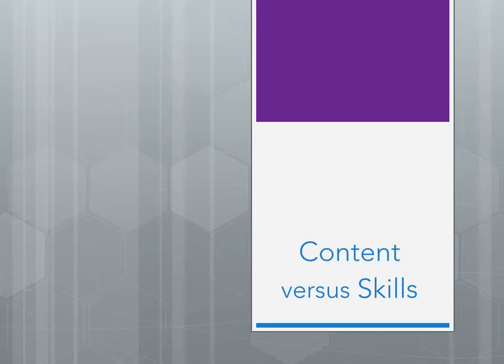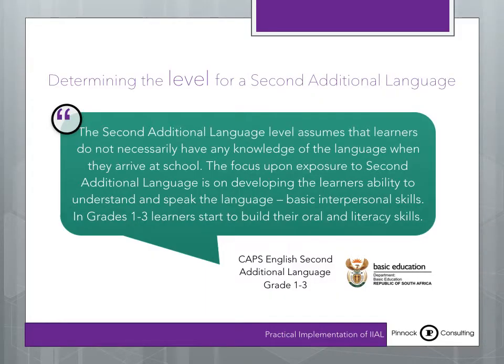Before we begin to look at the literacy cycle in more detail, I just want to touch on a concept of content versus skills. Now on the screen in front of you is an extract taken from CAPS English Second Additional Language for Foundation Phase. And it says there that the Second Additional Language level assumes that learners do not necessarily have any knowledge of the language when they arrive at school.